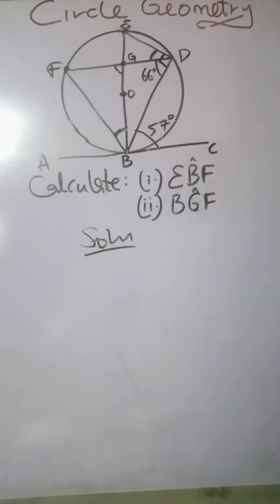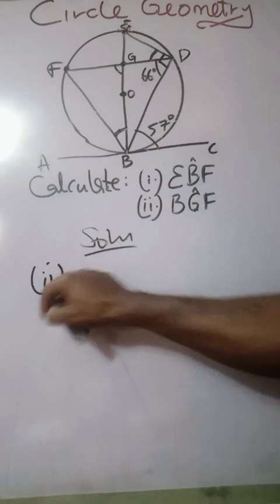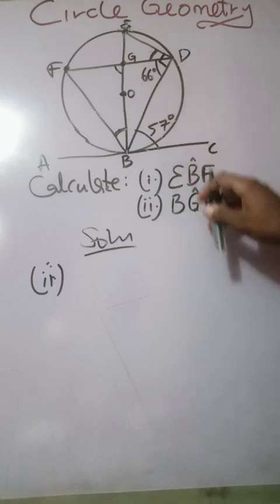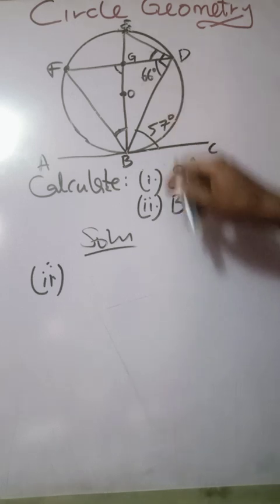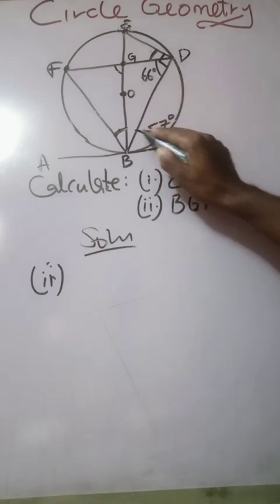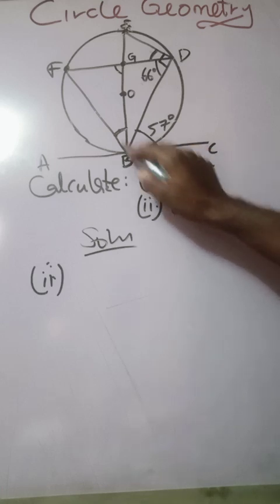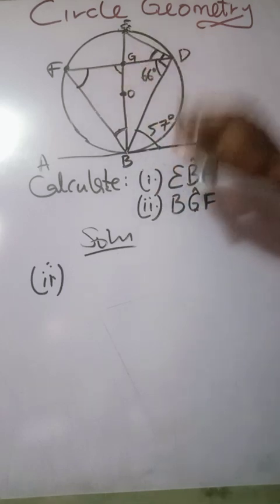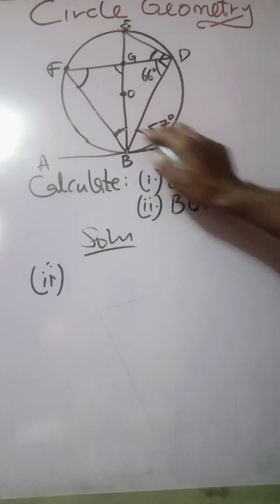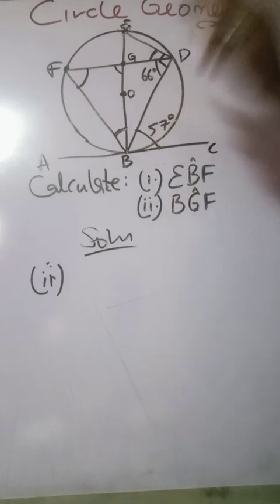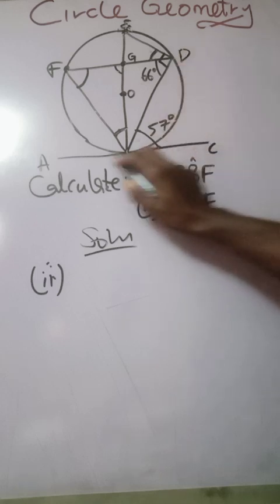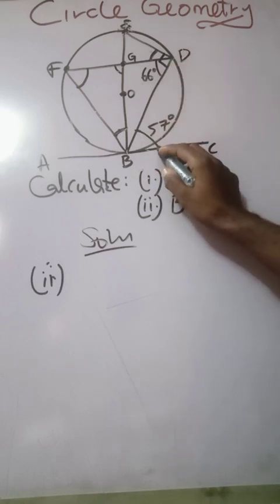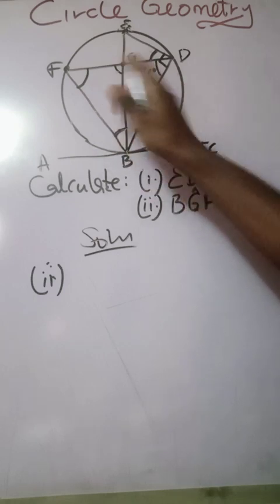Now moving on to the second part, we would want to find angle BGF. Here's a theorem we'll work with. It's called alternate segment. Now here's what we will do. Angle 57 is equal to angle BFD. That's the angle here at this point. The reason being that the alternate segment theorem states that the angle between a chord and a tangent is equal to the angle in the alternate, that's the other, segment.